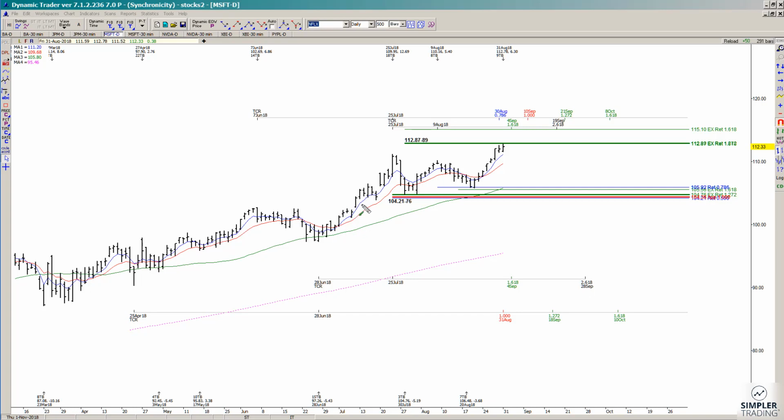But for example, your initial management, let's say if you took an entry against this old cluster zone, your initial management would be to have a stop right underneath the cluster, or underneath the low that was made prior to the buy trigger. Okay, that's part of the management.